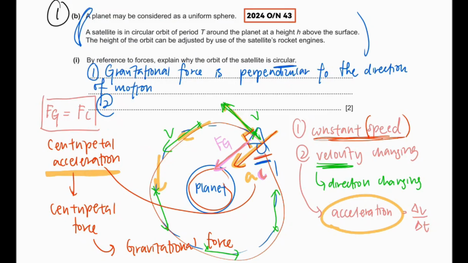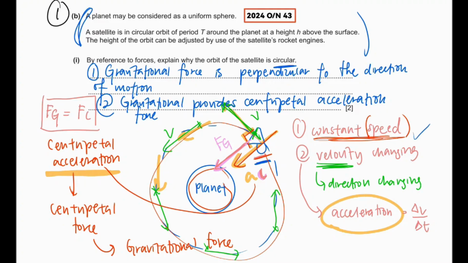The next answer is this gravitational force provides centripetal acceleration. Well, that ticks the question. This is for 2 marks question. If the question has 4 marks, you might need to explain that it's constant speed and the velocity is changing, causing it to have acceleration. You might need to explain that. But since it's 2 marks, just straight to the point.